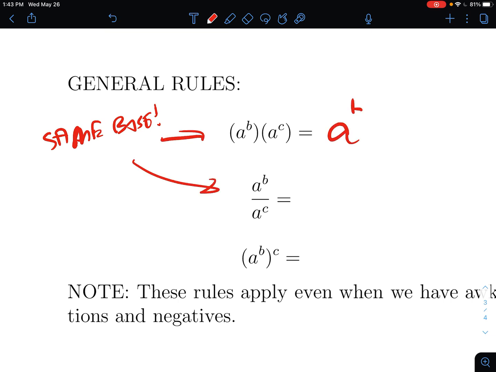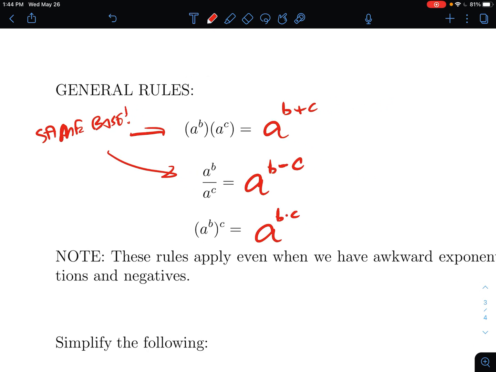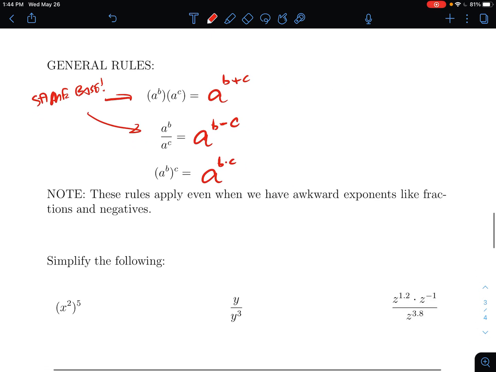This is a raised to the power b plus c. That's what we did in the first example on the previous page. When we're subtracting, a to the b divided by a to the c, when we're dividing, we're subtracting the exponents. And power to a power, we wind up multiplying those. And these rules apply even if we have fractional or negative exponents.